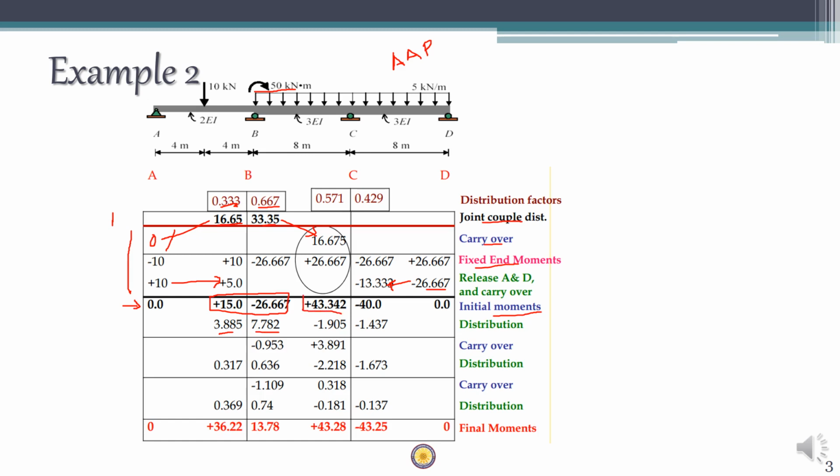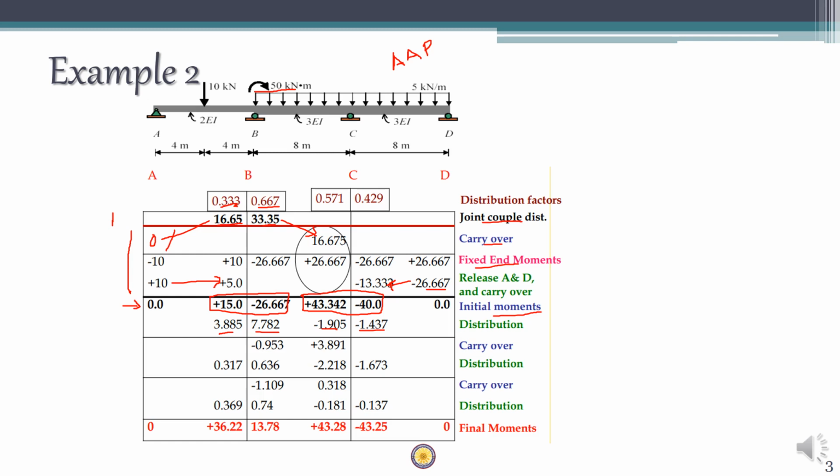So summing these two moments, we have plus 3.342. In order to balance it, we have to apply minus 3.342 multiplied by 0.571, that will be this value, and multiplied by 0.429, that will be this value. So 3.342 multiplied by 0.429 with a minus sign is minus 1.437.